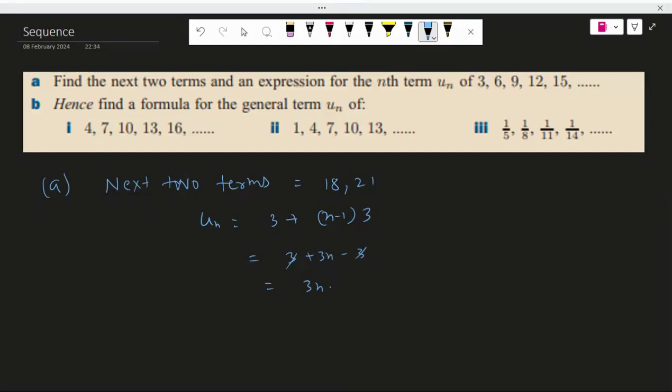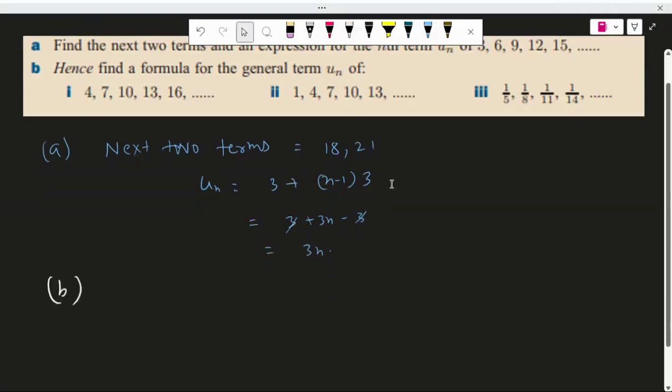Okay, so let's discuss part B now. Part B. Find a formula for the general term un of the given sequences. Tell me for the first one. What will be un?